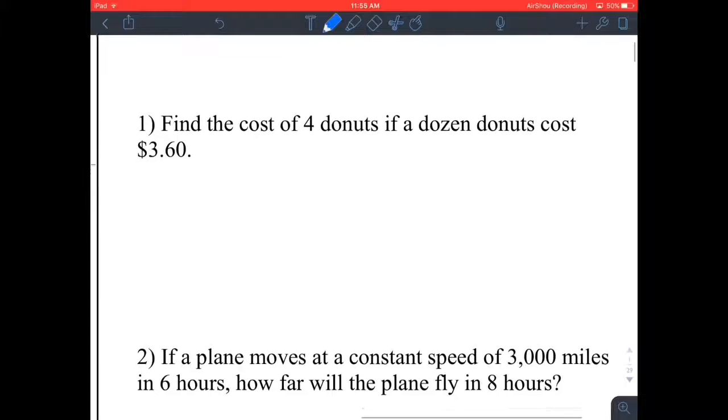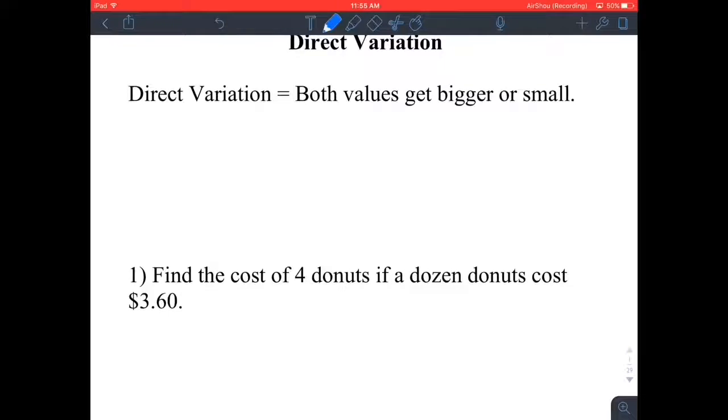So let's look at what the equation would be for direct variation. And it works like this. You're going to take the relationship that you have and divide them by each other. So relationship 1 is going to equal the relationship 2.